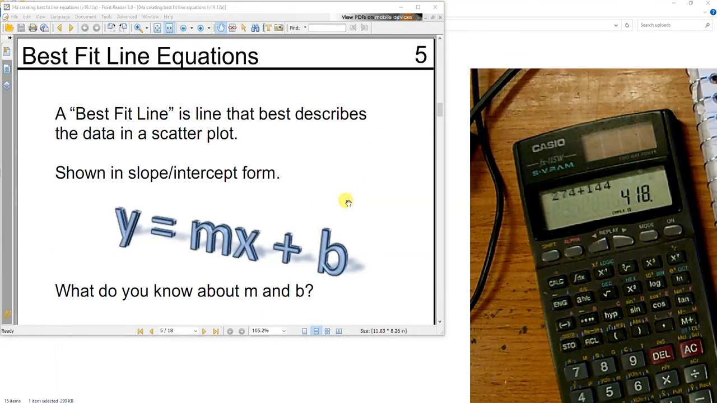A best fit line is the line that best describes the data in a scatter plot. And the equation we like to use for it is y equals mx plus b, which makes me want to sing a song.